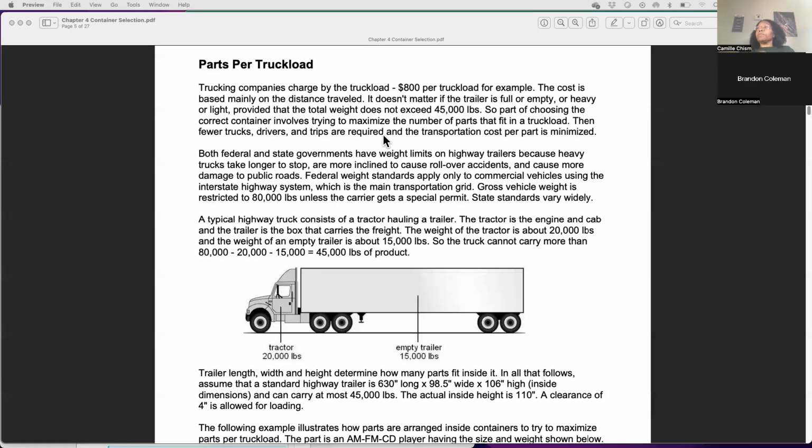So if you have 52 of these, even if your capacity is 2,000 pounds for this, if you put 2,000 pounds in this, but you've got 52 of these, I'm sorry, on a trailer, now you're over 100,000 pounds. So you have more than doubled the weight limit on this truck.